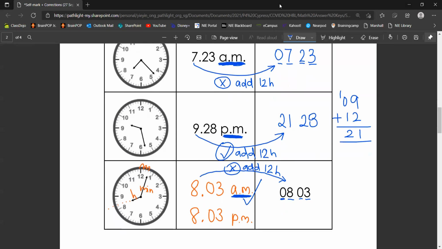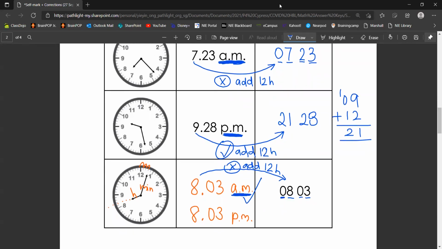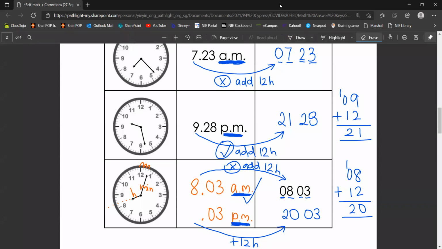But what if I have 8:03 PM? Again, PM is already past the 1 PM mark. We would have to add 12 hours to the hour. So 8 hours adding 12 hours will give us 20 hours and 3 minutes. So 20:03. Is that the correct answer? In this case, no, it's not. So we would erase away the PM one. That is not the correct one.